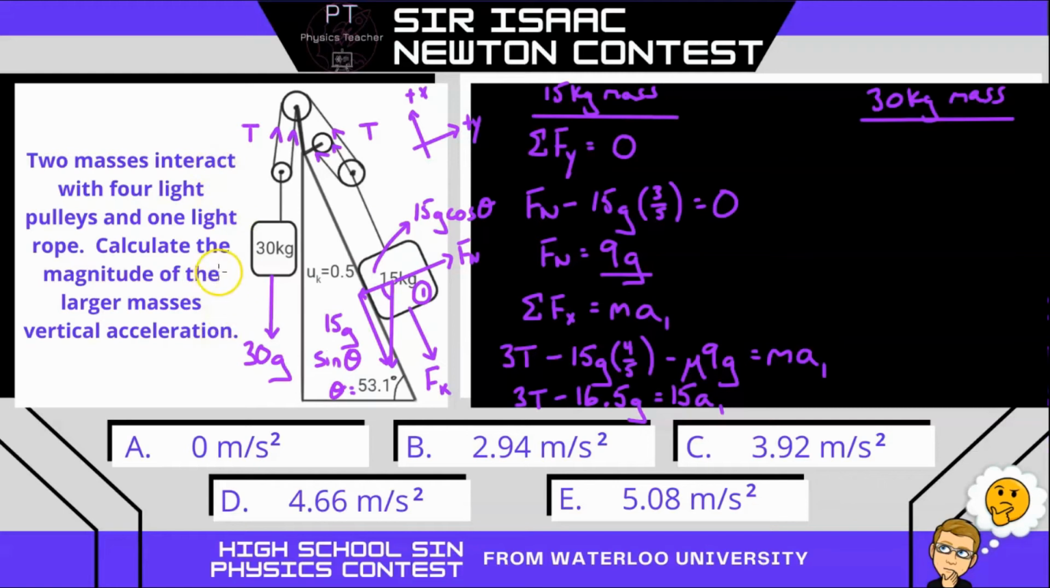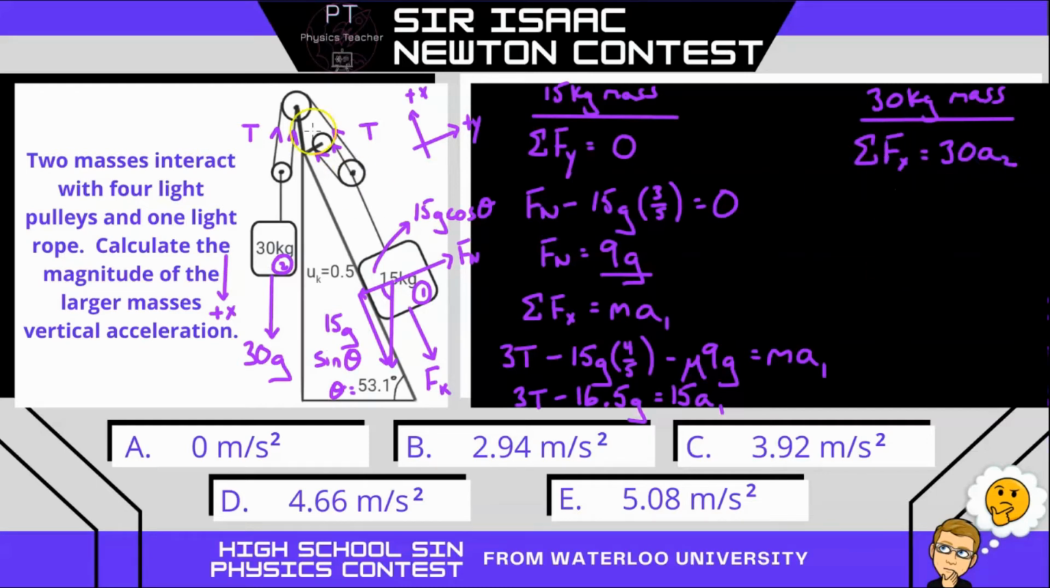So our components then, down is going to be our positive x direction, because our pulley is essentially rotating our coordinate system there. So down is going to be positive x. And so if we analyze all the forces in x, that's going to equal this mass, I'll just call it 30, times its acceleration. Let's call this block 2, so this will be A2.